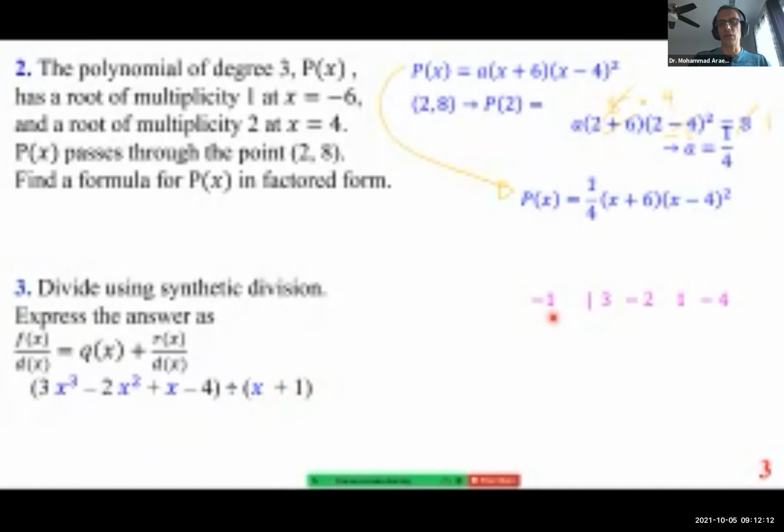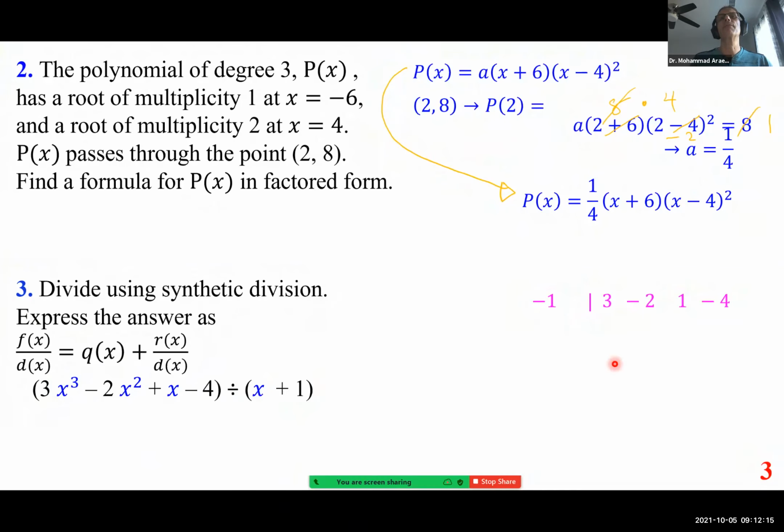So what happens next? We are going to drop the number 3. We are going to multiply these two and put it here. 3 times negative 1 is negative 3. And now we're going to add these two. We get negative 5. Again, we're going to multiply this by negative 1 and put it here. Negative 1 and negative 5, their product is positive 5. Add these two. Again, multiply by negative 1, put it here. Negative 6. Add these two, and we get negative 10.